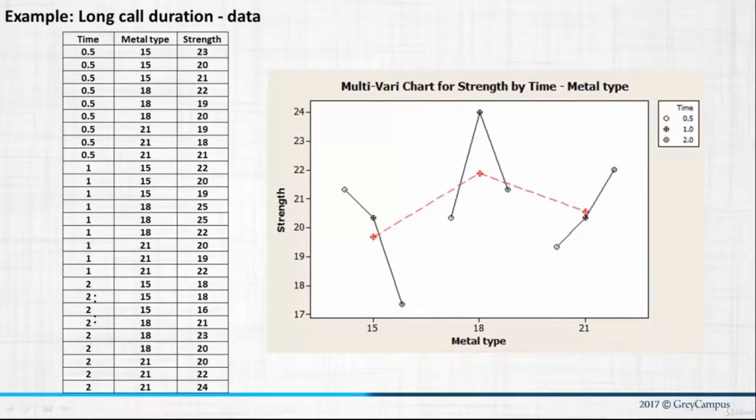You can see here an example of a multivariate chart where we are displaying multiple variables on one graph. In this particular instance, the open circles associated with each line are the times. The y-axis is the strength, and the x-axis is the metal type.